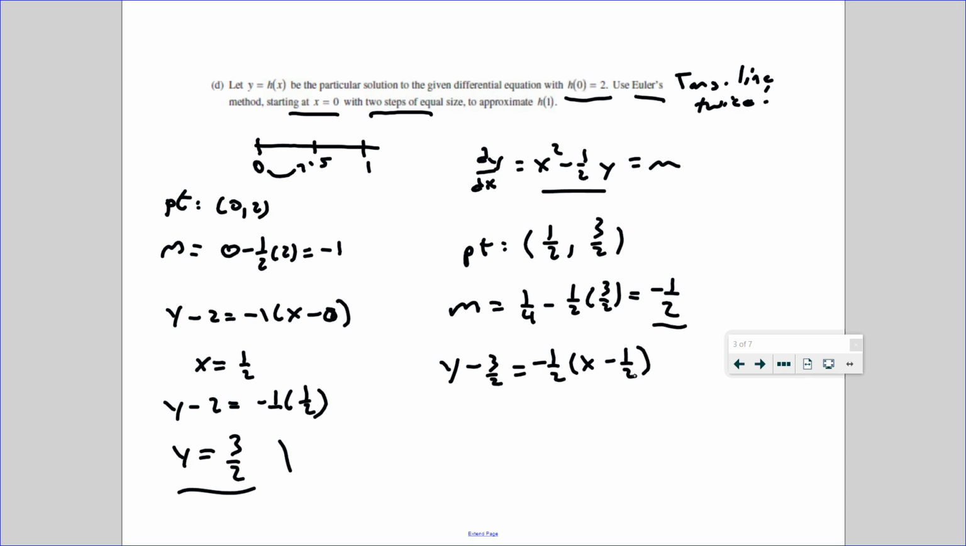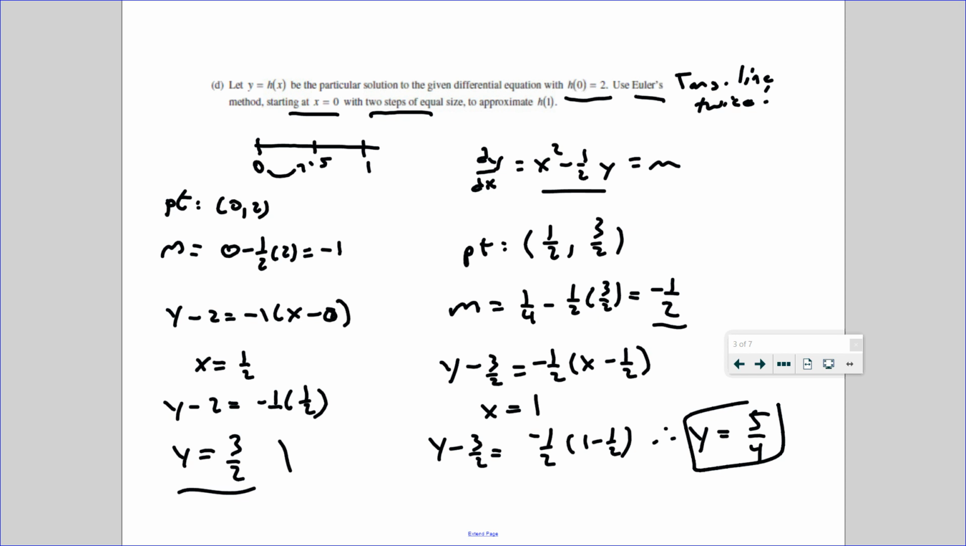And now we're going to let x equal finally 1. So we get y minus 3 over 2 equals negative 1/2, 1 minus 1/2. And when all said and done, you're going to get y equals 5/4 for your answer. You do not have to simplify. Heck, you could leave it like this on the AP, and they'll be okay with that too. But again, now I boxed it in. Do not box your answer in. Okay? Don't box it in.